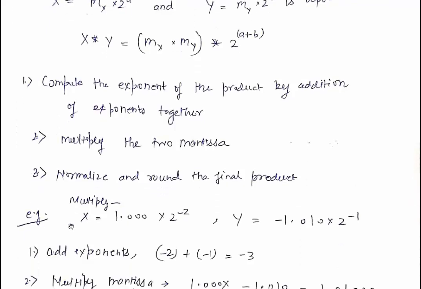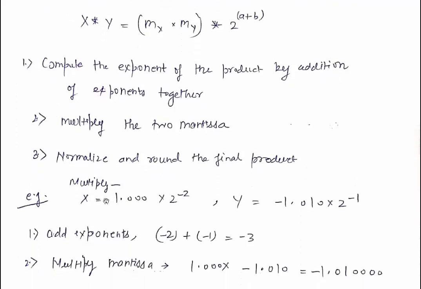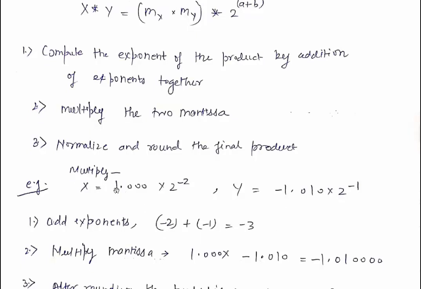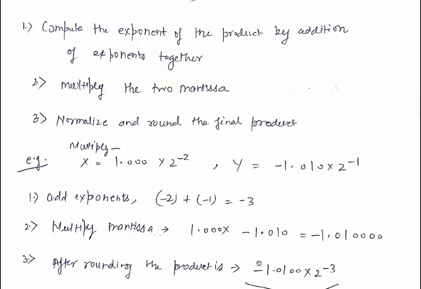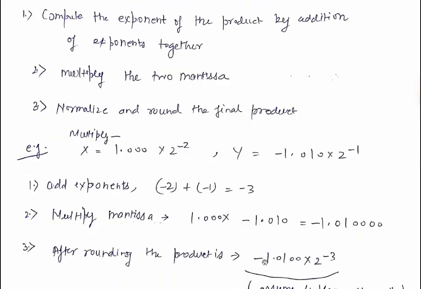So let's say we have an example where x is equal to 1.000 times 2 raised to the power minus 2, and y is minus 1.010 times 2 raised to the power minus 1. The exponent in the first case is minus 2, and in the second case it is minus 1. Now you add the exponents, so minus 2 plus minus 1 is minus 3. Then you multiply the mantissas, so 1.000 multiplied by minus 1.010. You get minus 1.01. So the product is minus 1.0100 times 2 raised to the power minus 3.